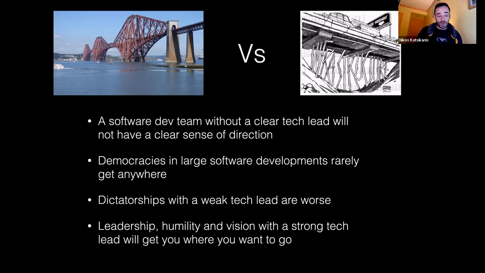A software team without a clear tech lead will not have a clear sense of direction. That's been established. Democracies in large software companies sometimes operate a lot slower, because you can have a tech lead that's not confident and wants to please everybody, so everything takes a lot of time to decide, and that can sometimes be an issue as well. Then again, dictatorships with a weak tech lead are even worse. So leadership, humility, and vision, a strong tech lead, that's what you want when you hire a guy to run your software company or build your products for you.